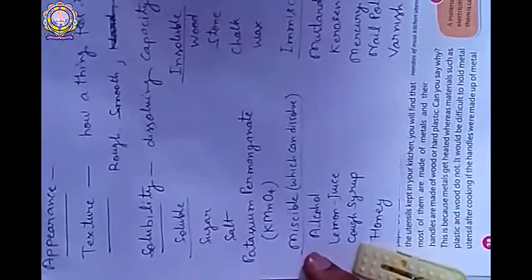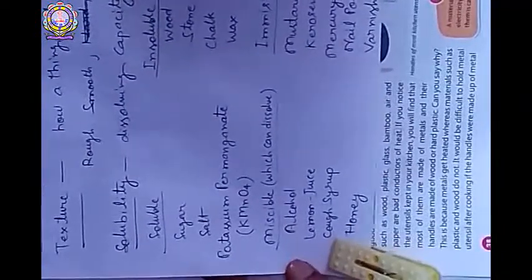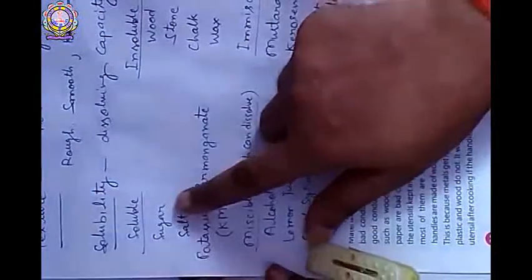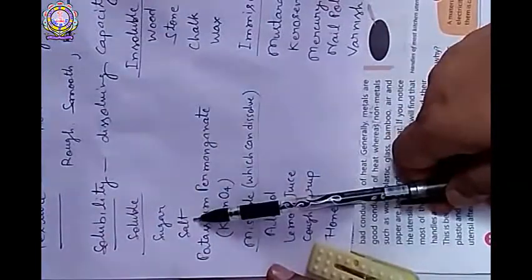Solubility. Solubility means dissolving capacity. So according to solubility we can divide things into two groups, whether the thing is soluble or insoluble. Some of the things are given here: sugar and salt. Sugar and salt, these two things are soluble in water.